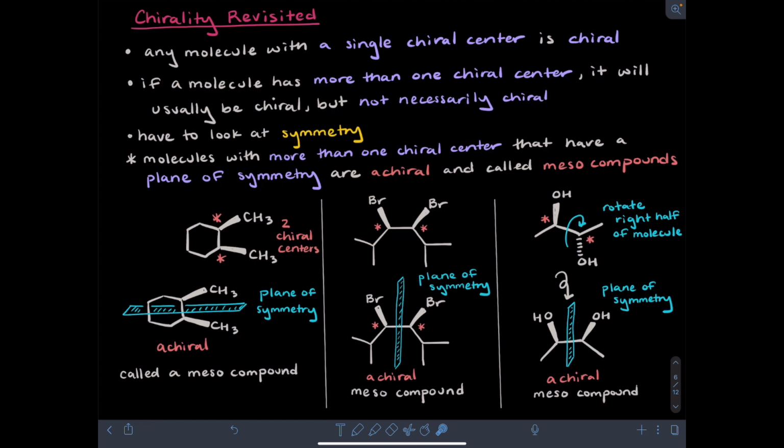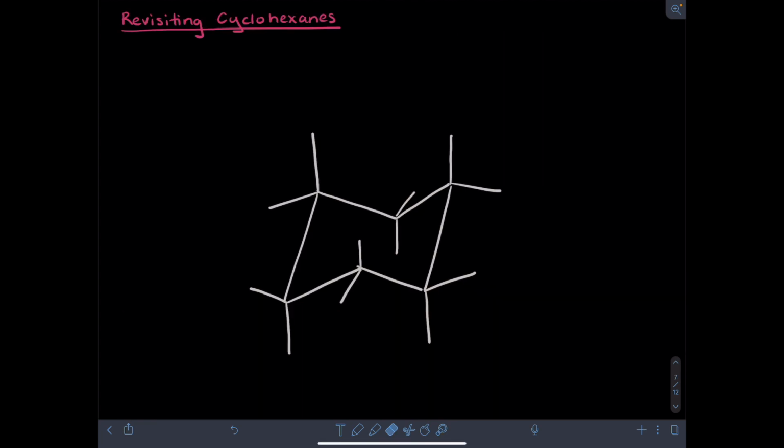Be careful, not all achiral compounds are meso compounds. The molecule has to have more than one chiral center and yet be achiral in order to classify as meso. Now I want to revisit cyclohexanes.